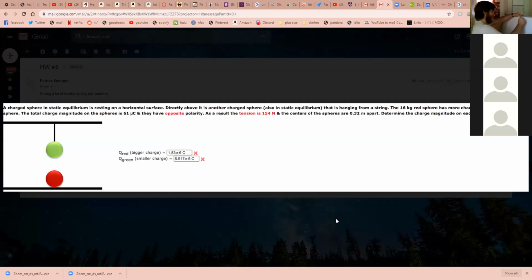So let's start by just doing a force diagram for the upper ball. For the upper ball, I will go back to my whiteboard here in a second. We have 9 kilograms as the mass. We have total charge is 61 times 10 to the negative 6. And the tension is equal to 154 newtons. And the radius is equal to 0.32 meters, so it's already in meters.